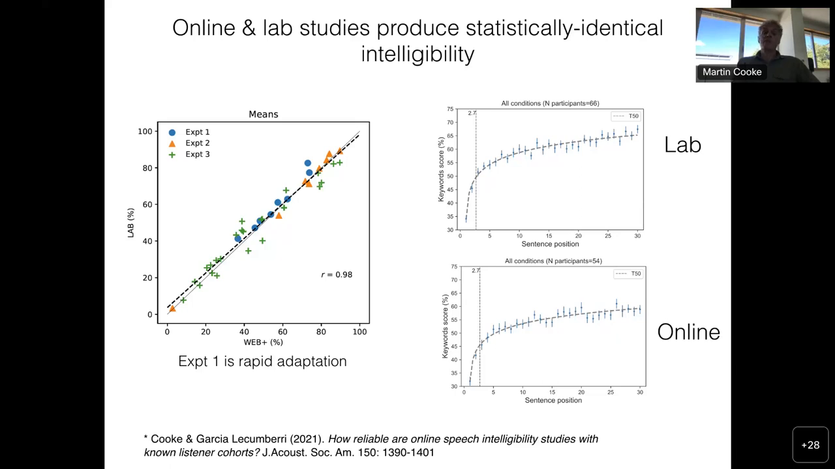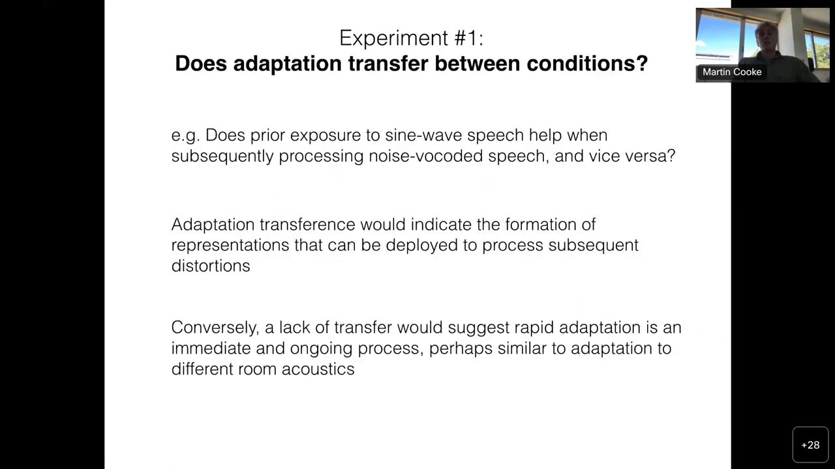In fact, it's the same number of sentences. 2.7 gives us, you know, half of the gain. So having dispensed with that, we went ahead with some experiments looking at trying to explain what's going on in the rapid adaptation phase. One of the interesting questions is, does adaptation transfer between conditions? So for instance, if you're exposed to sine wave speech at an early stage in an experiment, does it help you when you're processing noise vocoded speech, or the other way around?